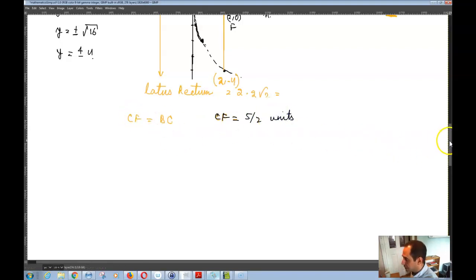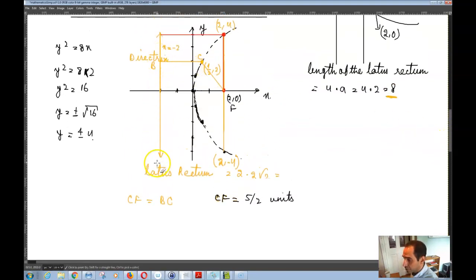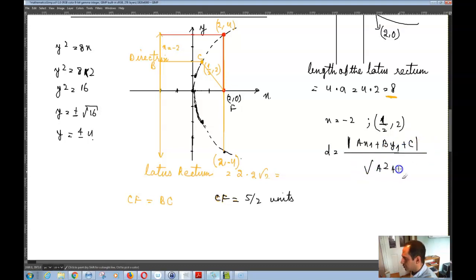Now BC over here, you want to find the distance between point C and this line. The line is x is equal to -2, and your point is (1/2, 2). Since the distance is the perpendicular distance, you need to use the formula D is equal to the absolute value of ax1 plus by1 plus c, over the square root of a squared plus b squared, as we had before.